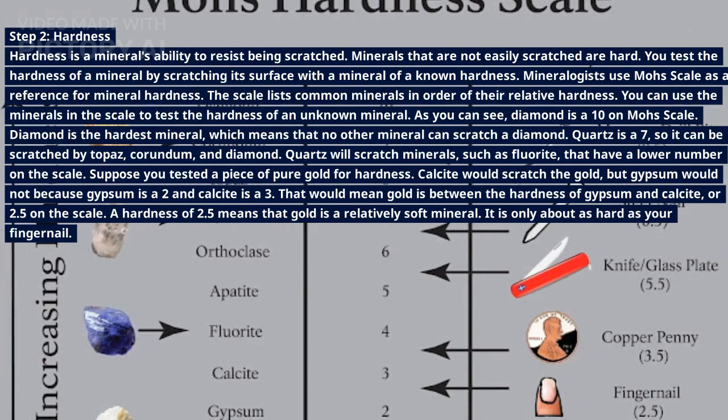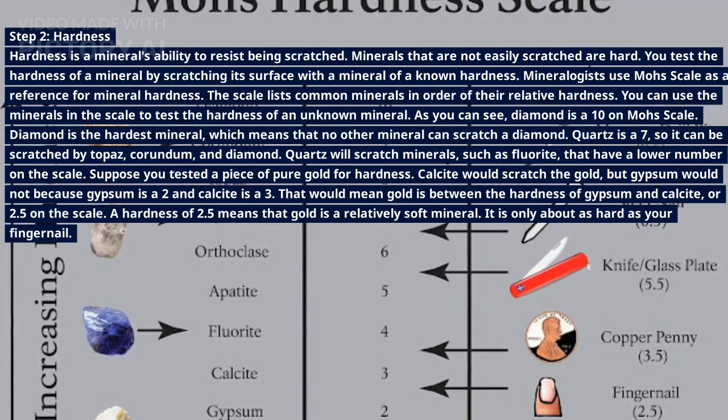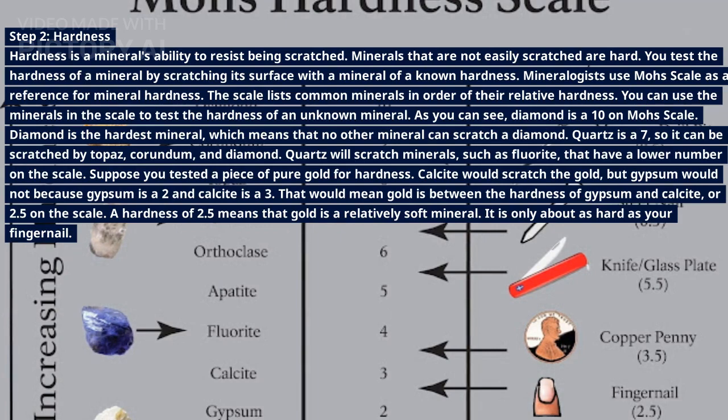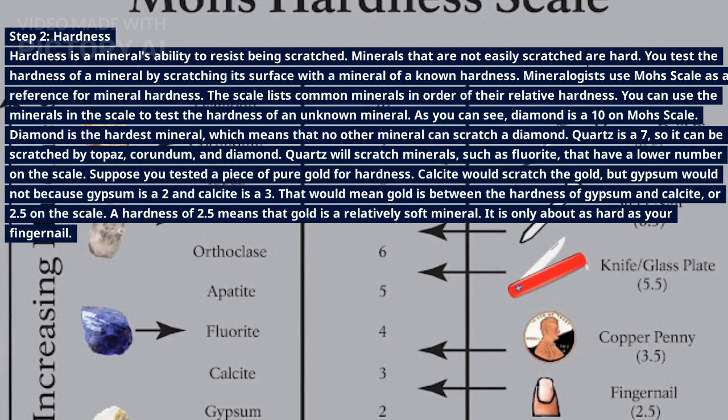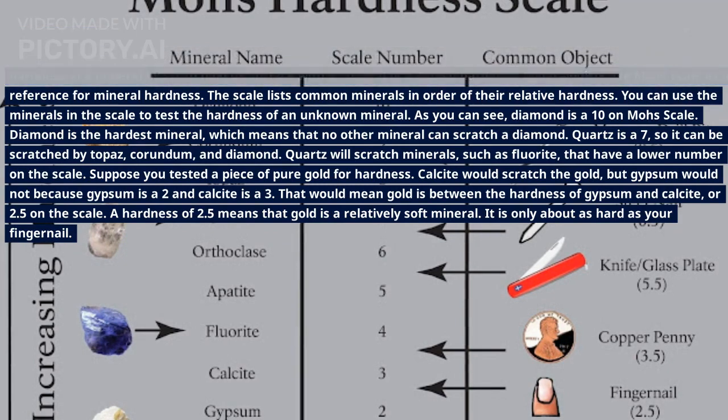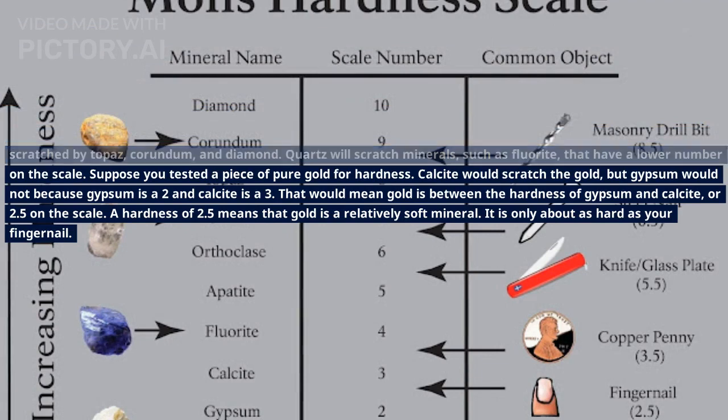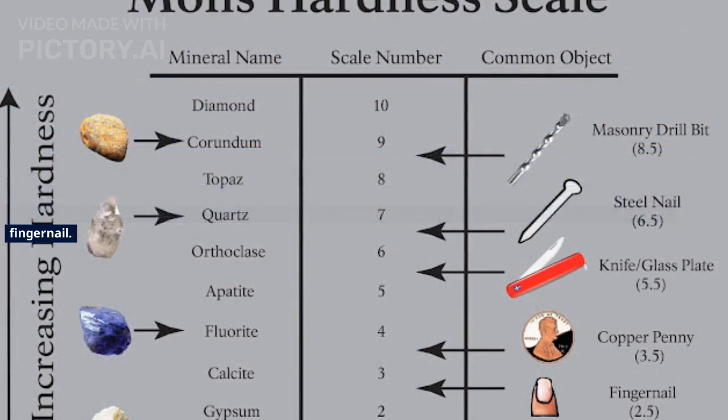Suppose you tested a piece of pure gold for hardness. Calcite would scratch the gold, but gypsum would not because gypsum is a 2 and calcite is a 3. That would mean gold is between the hardness of gypsum and calcite, or 2.5 on the scale. A hardness of 2.5 means that gold is a relatively soft mineral. It is only about as hard as your fingernail.